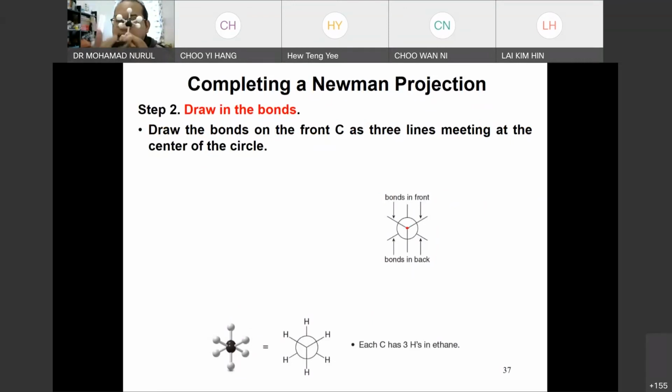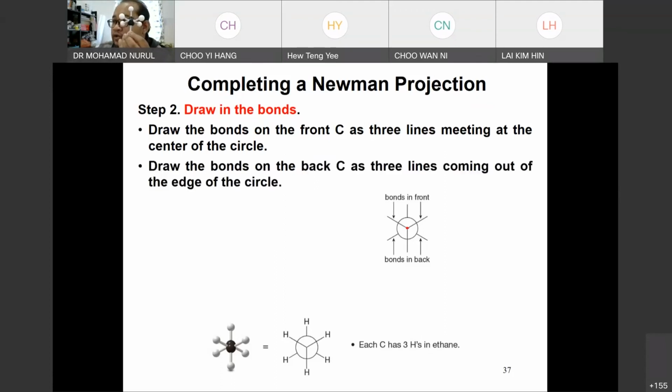So Y, and the back is an inverted Y. Okay, so draw the bonds at the back as three lines coming out from the edge of the circle. Okay, this is the back. This is from the front. You can see clearly here, and this one is at the back.